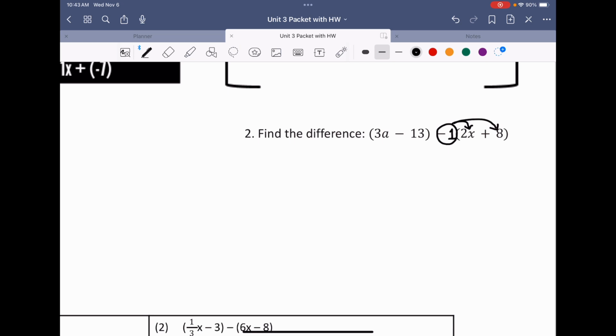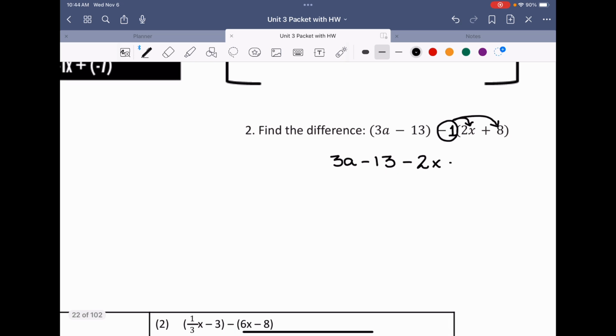So I'm going to multiply everything by -1. And everything in the first parentheses, so this first expression here, is just going to be 3a minus 13. So let's rewrite 3a minus 13. Now I've got -1 times 2, so -2x. And -1 times +8, -8. From there, I can go through and combine my like terms. But I've got an a and an x. Those are not the same. So my only like terms here are my constants.